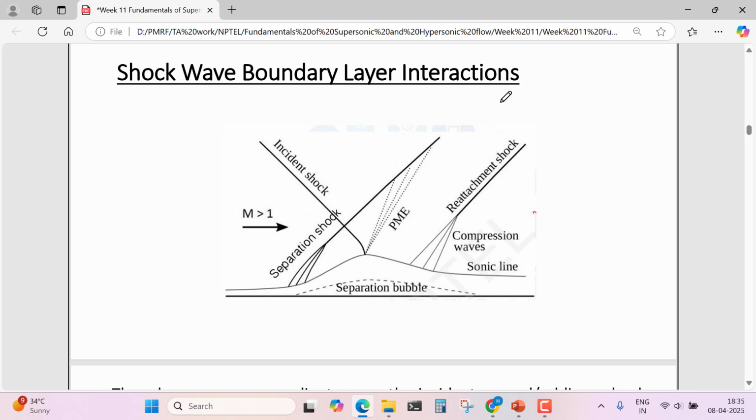Now we will see the shock wave boundary layer interaction. Let's say there is some flow, there is a boundary layer, and there is an incident shock which is incoming here. Due to this shock wave, there will be an adverse pressure gradient. Let's say this is P1 and this is P2. Then P2 will be greater than P1. Due to this adverse pressure gradient, there will be flow separation.